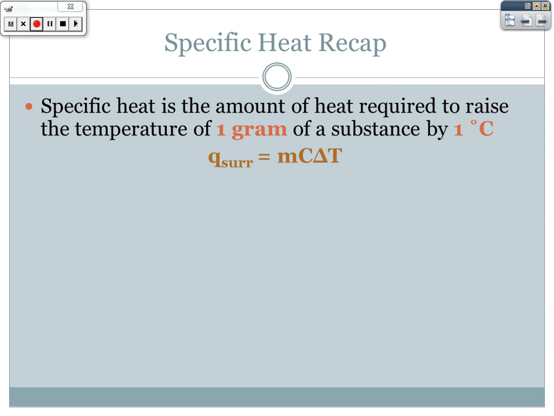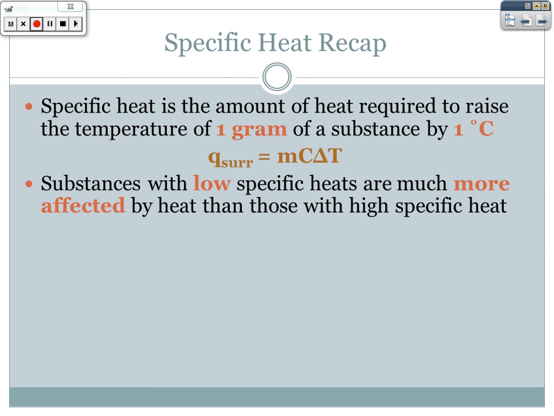Now, Q that we measure is actually the Q of the surroundings. Okay, does that make sense? We can't actually measure the heat of the specific reaction. That's really hard to do. So we measure the Q of the surroundings. That's where we get our mass, our delta T and that kind of stuff. That is of the surroundings, because we can't actually measure the heat of the specific reaction itself.